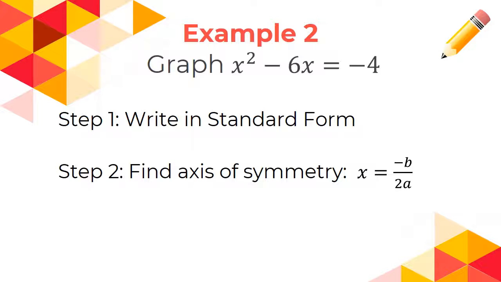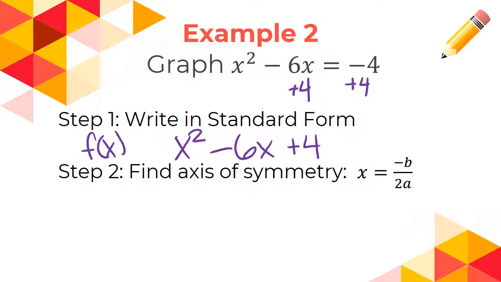Let's take a look at another example. So first of all, I want to write this in standard form. Again, pause the video if you need to jot a few things down, then continue when you're ready. So I'm actually going to add 4 to the other side, which will give me an x squared, a -6x, and a +4. I can't actually add that 4 to a value because I have no like terms. So I'm going to put it on the end as its constant.